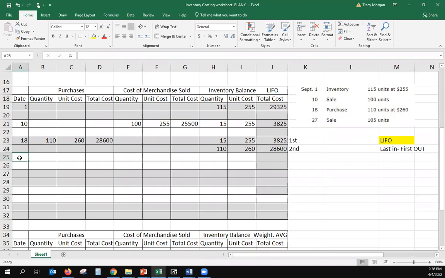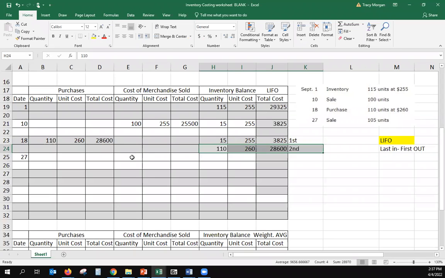So when we work on our September 27th transaction, which was a sale, then it's going to matter. We're going to have to look at last in, first out. The date is the 27th, and we are going to sell 105 units. But the question is, which units do I sell first? Last in, first out means the last one in the door, so this second layer of inventory is going to be sold first. Do I have 105 of those units? Yes, I do. So I'm going to sell 105 units that cost me $260.